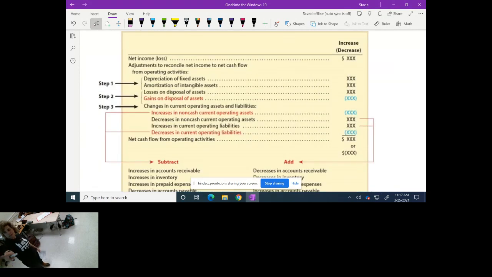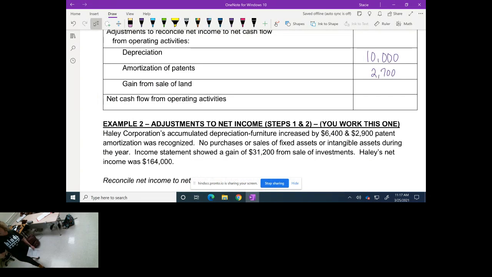Okay, so you've got net income you start out with. What do I do with depreciation? I add it. What do I do with amortization? I add it. What do I do with losses? I add those, but gains, I subtract. It's just right here. Just look at it. This will give you your answers right here. So I'll put it in there. All right, so we're going to subtract out that 3,200.